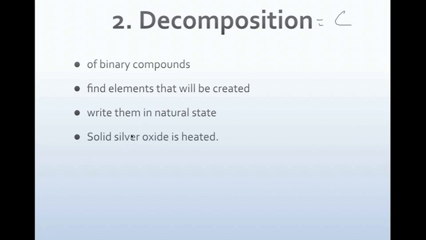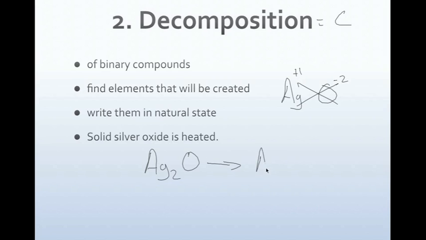Okay, so to start off with, we need to have the formula for silver oxide. So we know that silver is Ag, and we know that oxygen is O. Now silver has a +1 oxidation number, and oxygen has a -2 oxidation number. We know this because silver is always +1 and oxygen is in group 16, so it's -2. So we crisscross these guys and we see that we're going to start with a compound of Ag2O. And we're going to produce just the elements. So it's going to break apart into silver and oxygen.